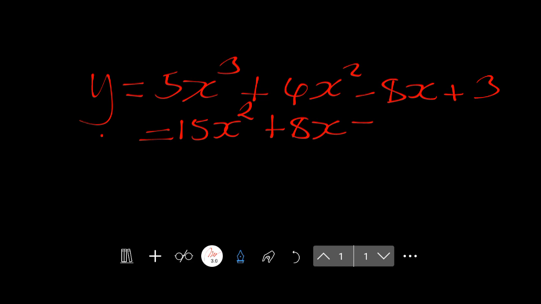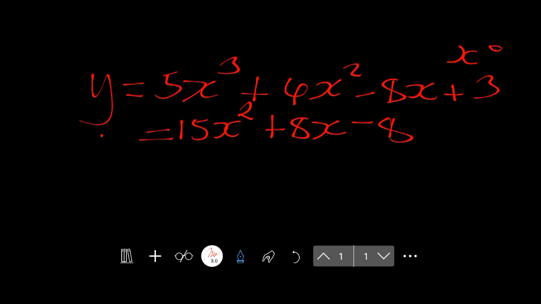Since negative 8x has the x variable without the second degree, it has only the first degree, which is the power 1. So what you're going to do here, we say 1 times 8 you get 8, meaning that x to the power 1 minus 1 you get 0. So this will be x to the power 0, and any number raised to the power 0 is what? It's 1, meaning that when we take away power 1 from x, we'll remain with the power 0. So this is the 8.